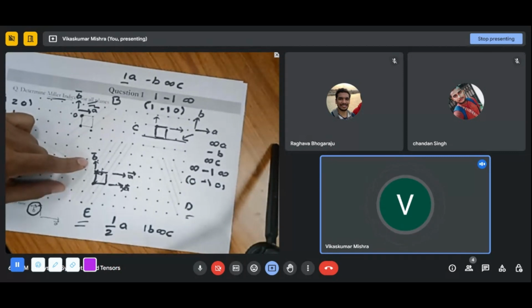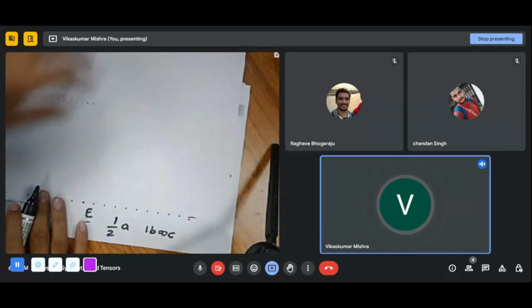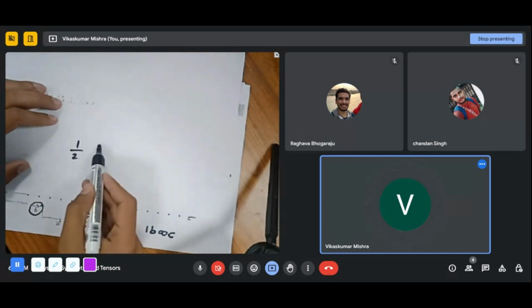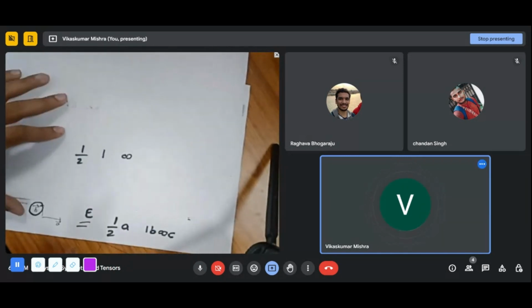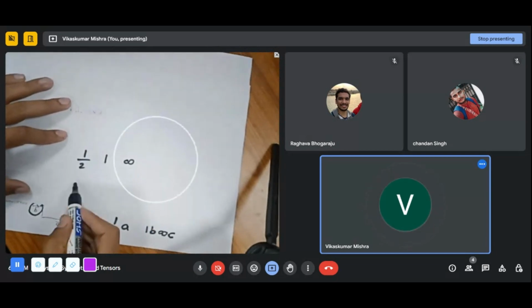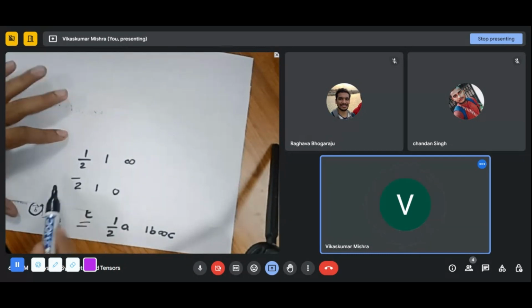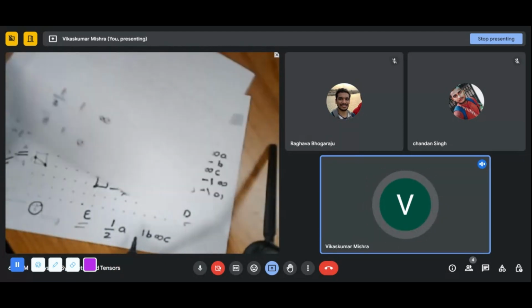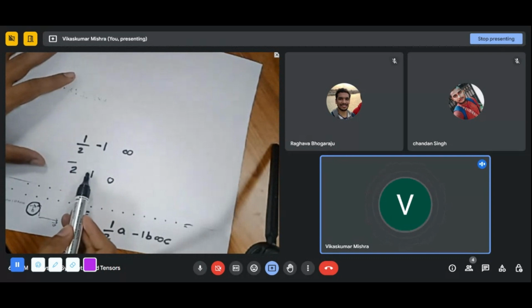Okay, so we got the values. The values which we got, they are 1 by 2, 1, and infinite. Right? We'll take the reciprocal of it, that is 2. The reciprocal of 1 will be 1, and infinite will be 0. In this manner, sorry, I missed something. Yeah, sorry. The B will be nothing but minus B. So it will be minus 1 over here again.